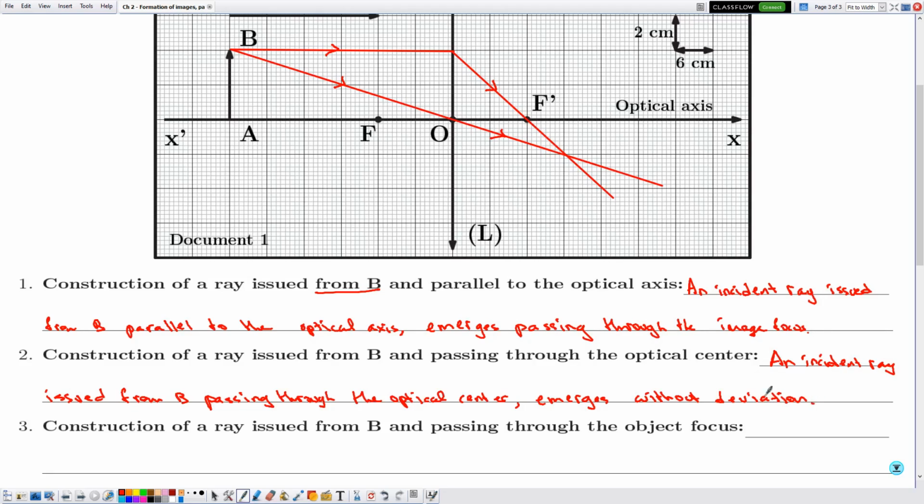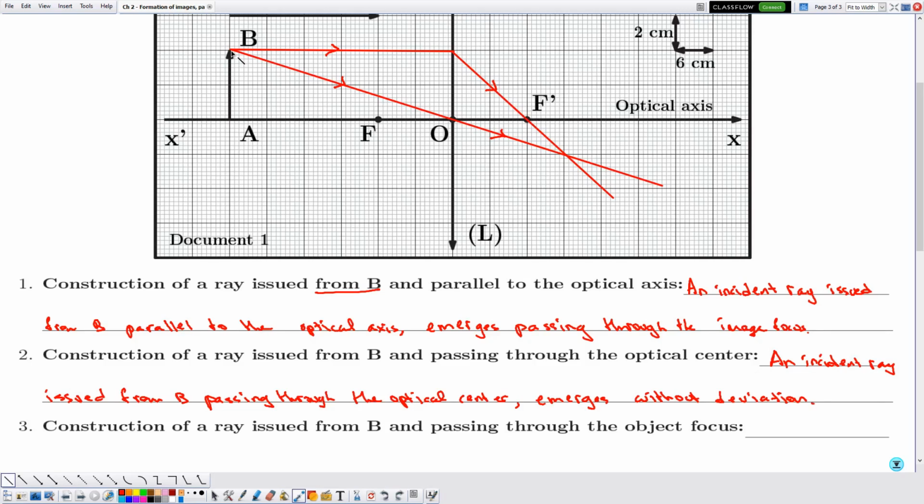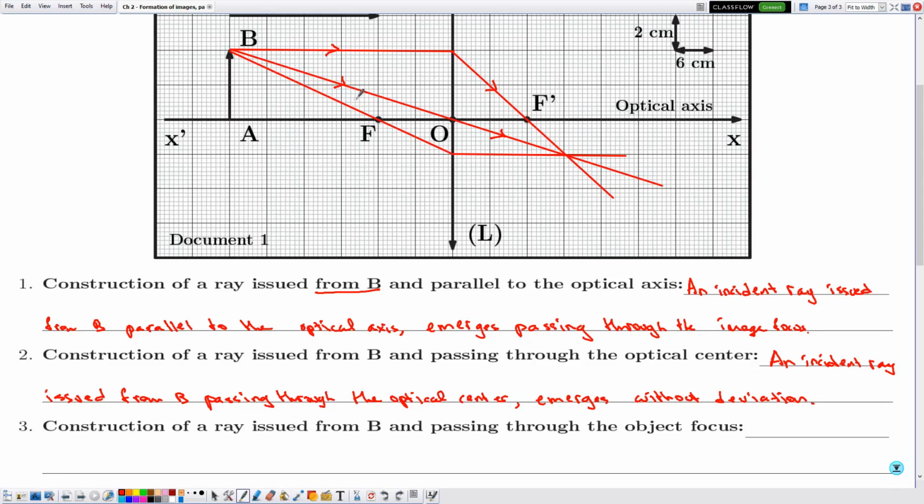Okay. And now for part 3, they are telling me construction of a ray issued from B and passing through the object focus. So we need to trace and justify the path of a ray issued from B and passing through the object focus. So this is an incident ray issued from B and passing through the object focus. We know that always incident ray passing through the object focus is related to parallel emergent ray. So this ray will emerge parallel to the optical axis like this, and we don't forget arrows on light rays, incident rays as well, emergent rays that indicate the direction of propagation of light. So now let's do the justification.